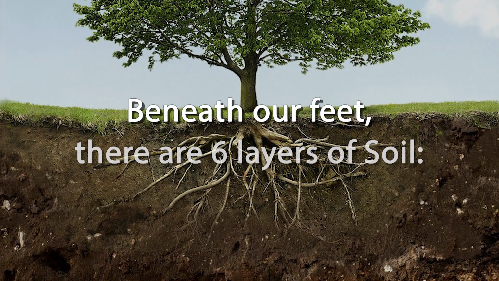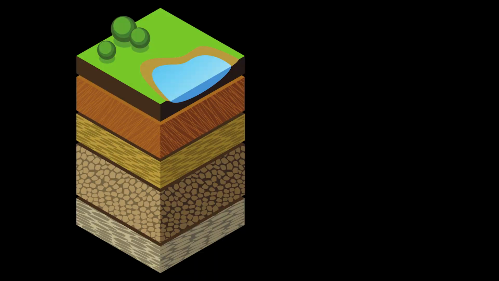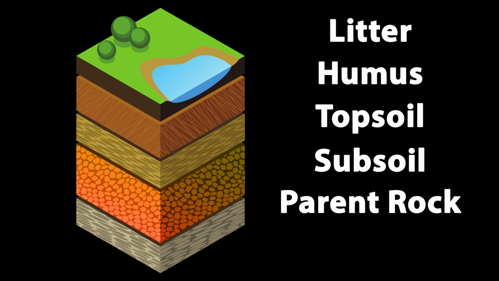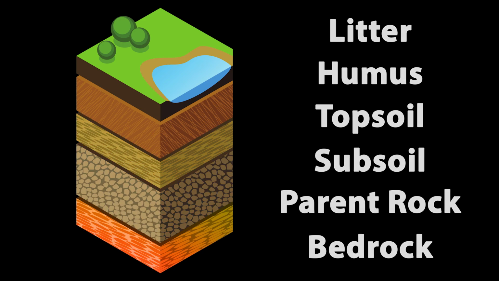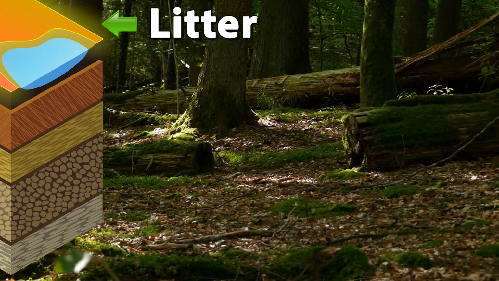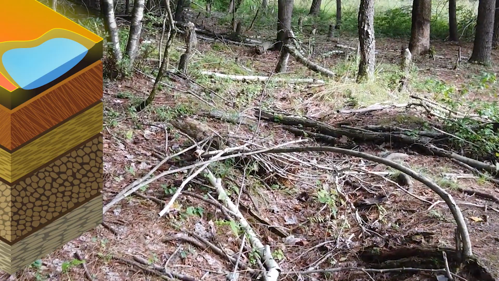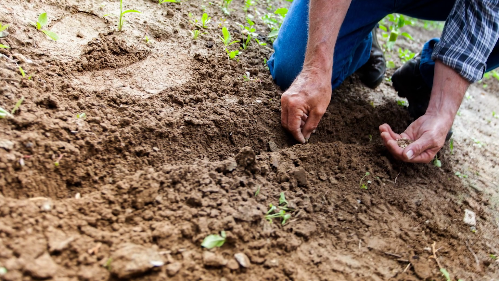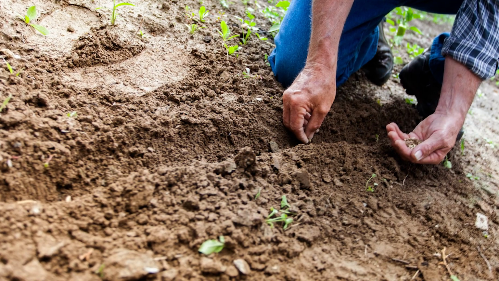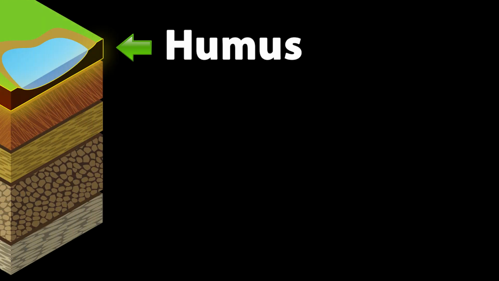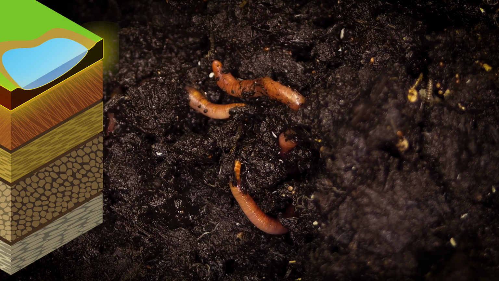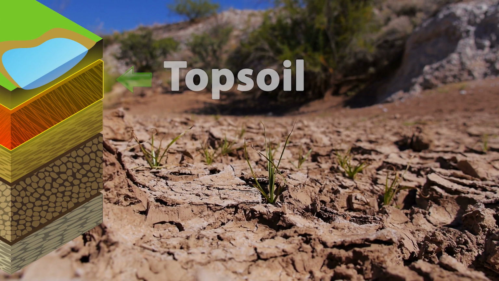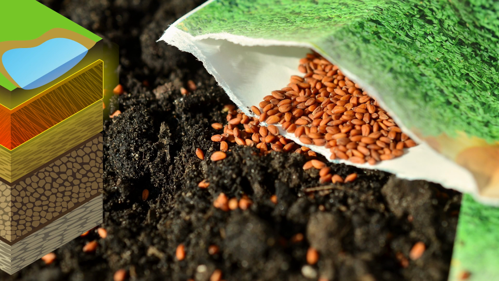Beneath our feet, there are 6 layers of soil: litter, humus, topsoil, subsoil, parent rock, and bedrock. The litter layer contains all of the leaves, pine needles, pine cones, and other items that are really sitting on top of the soil. Now we're getting into the top layer of the actual soil, the humus layer. This layer contains all of the decomposed organic matter. The topsoil is a mixture of humus and minerals. Roots and plant seeds can be found within this layer as well.